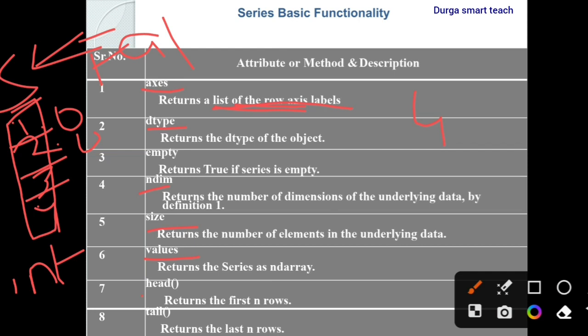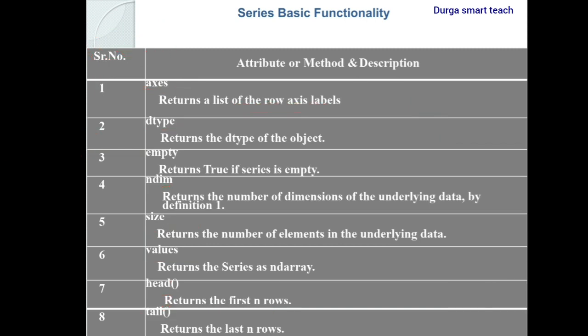Next, head is used to return the first n rows. For example, head of 2 will return the first 2 rows. Next, tail. The tail function is used to return the last n number of rows. For example, tail of 2 will return the last 2 rows. Okay, so let's discuss one by one.